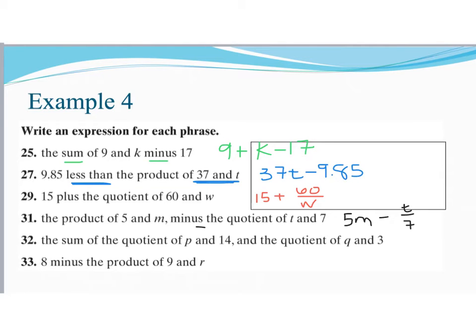32 says the sum of the quotient of p and 14 and the quotient of q and 3. So the quotient of p and 14, so this is p divided by 14, but I'm going to add that because it says it's the sum, and we're going to be adding that to another quotient, which is q divided by 3. And our final part to example 4 says 8 minus the product of 9 and r.